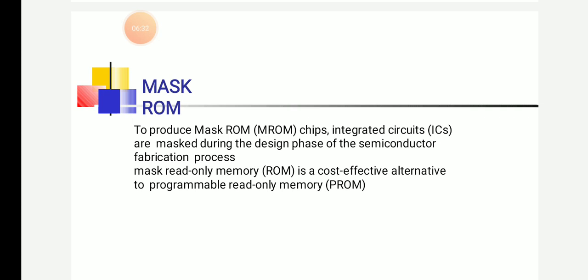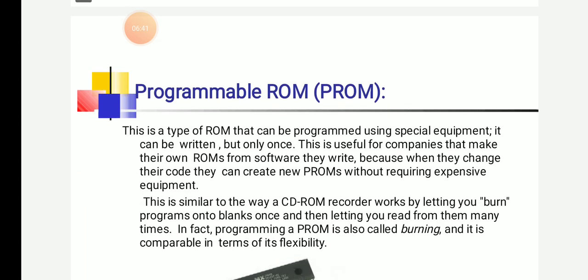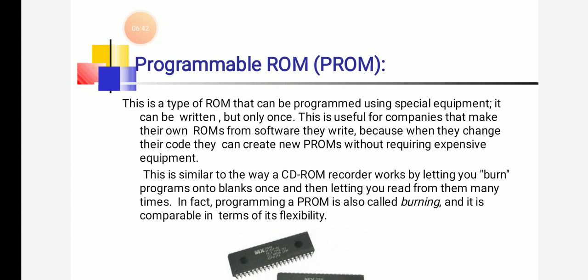So if you want to design the phase of semiconductor fabrication process, you have to use for what? Masked ROM. So this is the initial process which you are going to use. Next one, programmable ROM. So that is the PROM. This is the type of ROM.